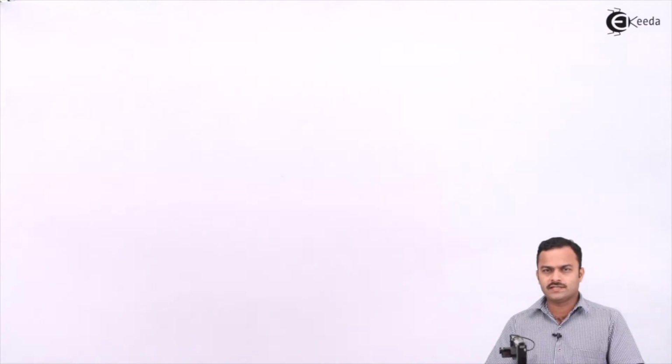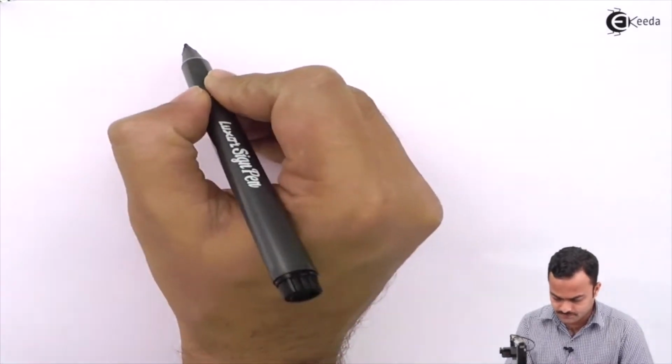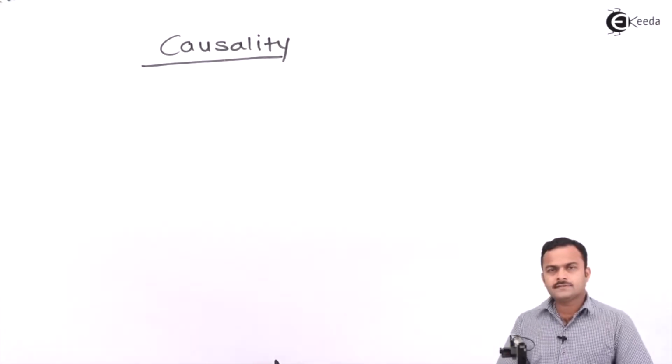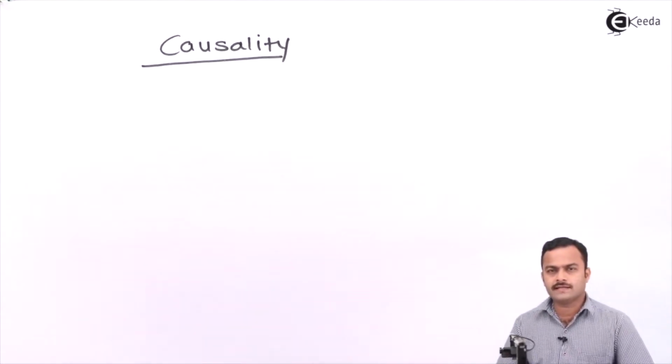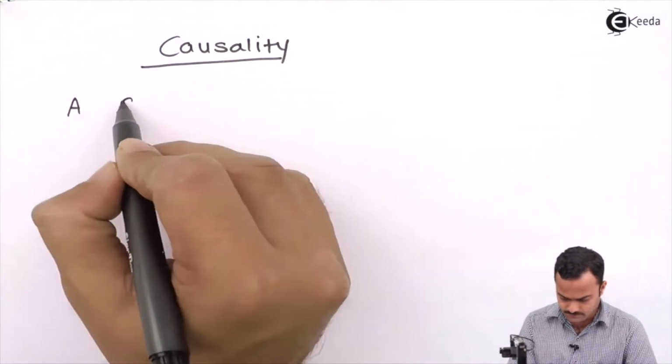We are going to see the concept of causality and stability for a discrete time system. So first we will discuss the causality. As in the real-time system, we will have the signal whose response is possible when n is greater than or equal to 0. That type of system we call a causal system. So the definition goes like this.